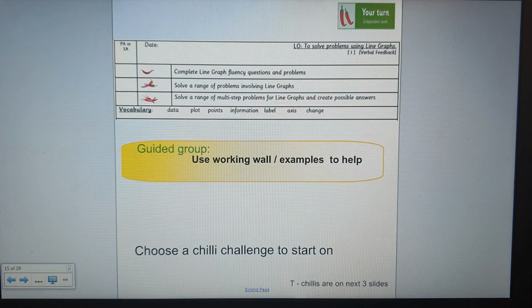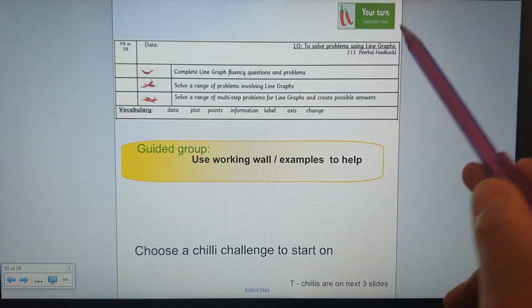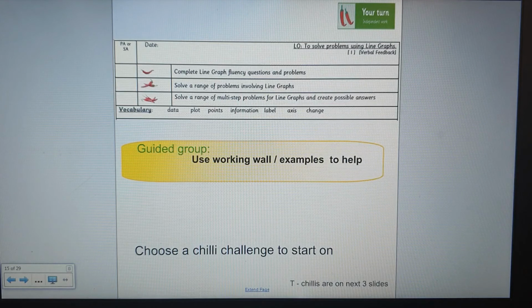So this is our LO for today and our chilies. So we're going to be solving problems using line graphs. Chili 1 is to complete a line graph, some fluency type questions and problems, and some sort of creating your own. Chili 2 is to solve a range of problems, including line graphs. Chili 3 is some multi-steps that have some different parts to it and create possible answers. So a bit more creating your own. Same vocabulary as earlier. And let's have a little look at the chilies.